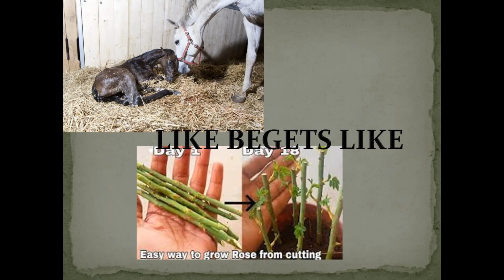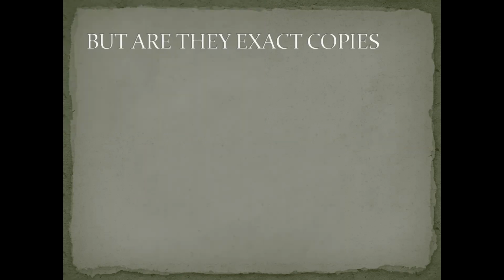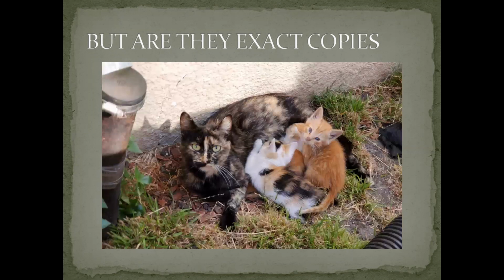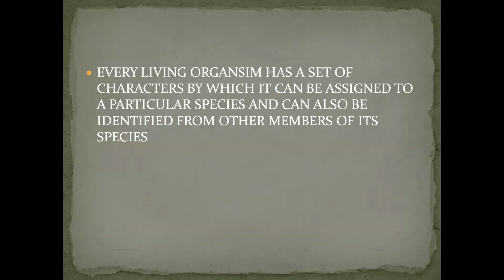Even if twins are born, there will be some difference in the twins. See this cat. This is the mother and these are the kids. They are all cats, but they are not exact copies. They look different. So these differences are called variation.